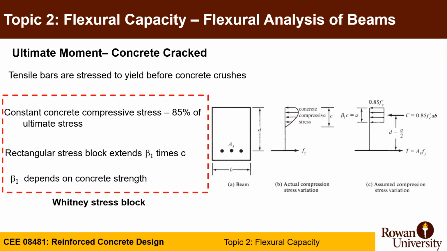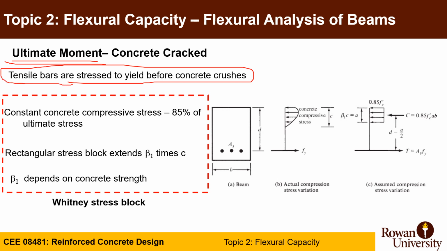So to calculate the ultimate moment or nominal moment, the tensile bars are stressed to yield before the concrete crushes. This is the main assumption. First of all, you will have a cross section like that. b is the width, d is the structure depth, the distance from the top fiber to the tension reinforcement, As. And as you can see, above the neutral axis, concrete will resist the compression. Below that, concrete will be cracked.